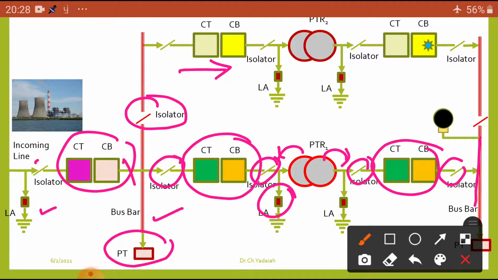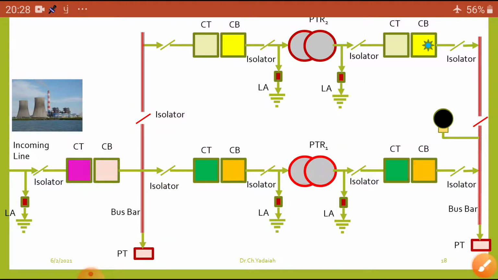Suppose the load is more, then I can close this isolator, then I connect it to another step down unit; for step down purpose, I can use PTR2. Then PTR2 will operate, so it will give some more step down to the voltage here. It is connected to the common bus. Okay, you can see one animation for easy understanding, dear students.